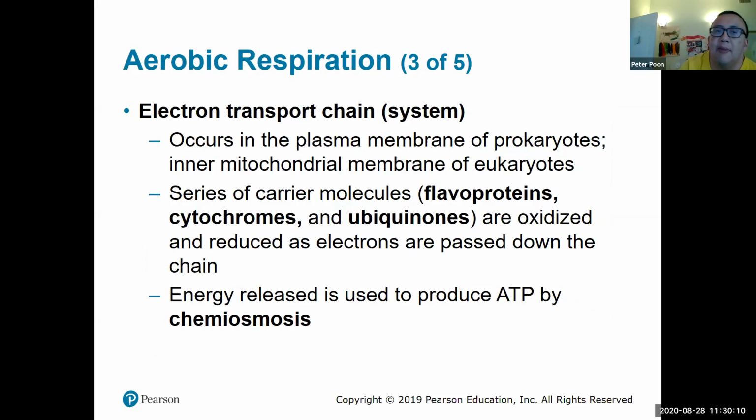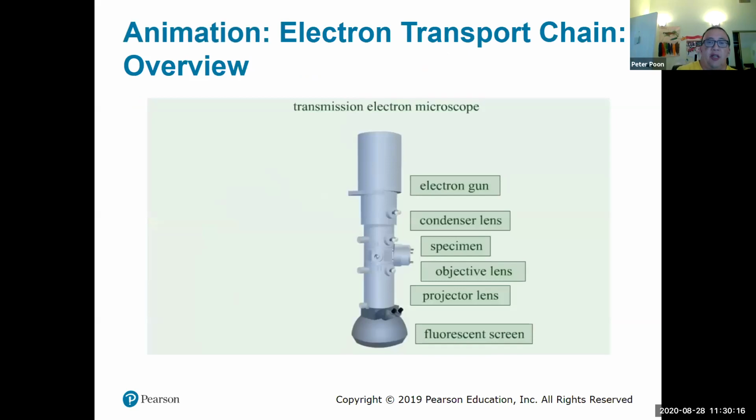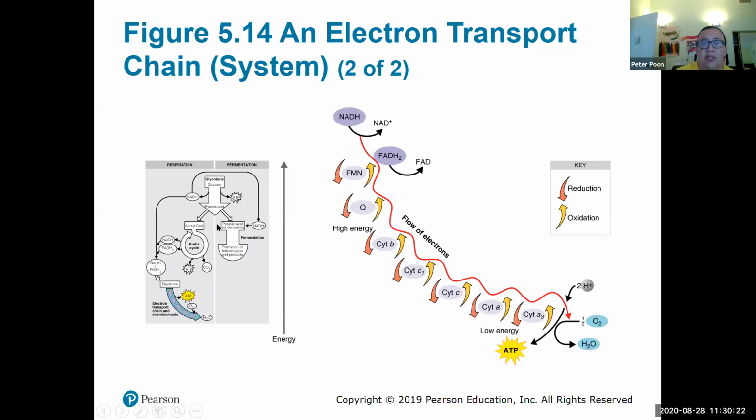The next step is the electron transport chain. I'm going to transport electrons along the electron transport chain, and ultimately I'm going to put the electrons onto oxygen. I'm going to drop those electrons onto oxygen. So without oxygen, I don't have anything to drop them onto, and without oxygen, I'm not able to use aerobic respiration.